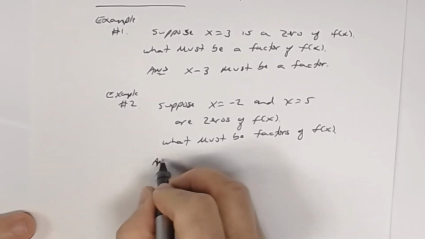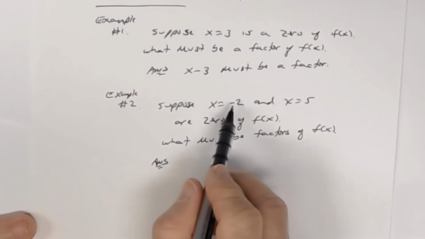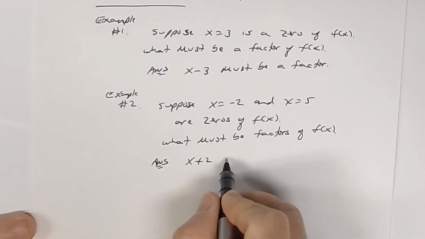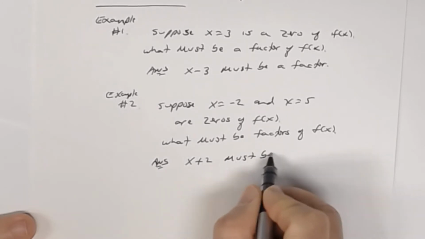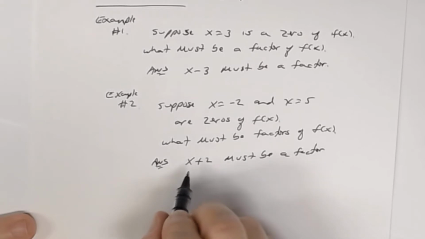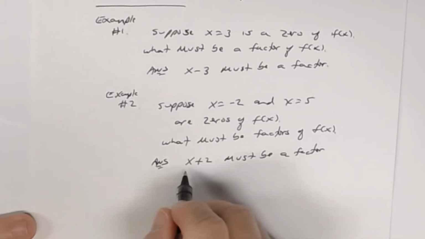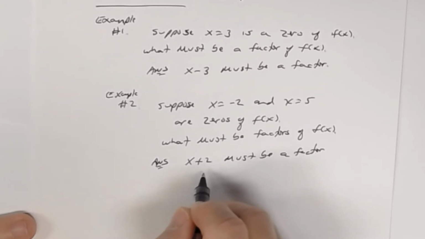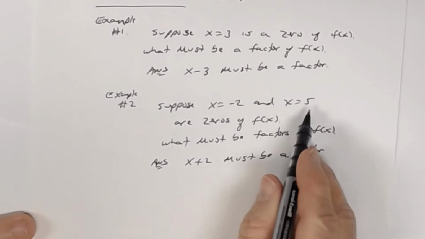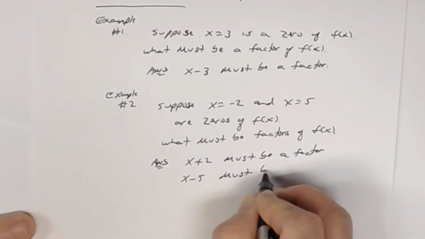So the answer, according to the factor theorem, if x equal -2 is a 0, then remember x plus 2 must be a factor. Okay? Because remember, x equals c, right? So you'd say x minus a -2, so c is -2. And then over here, if x equal 5 is a 0, then x minus 5 must be a factor.